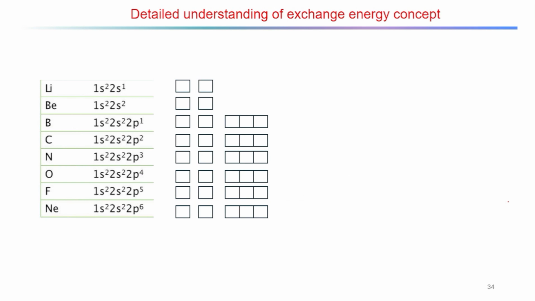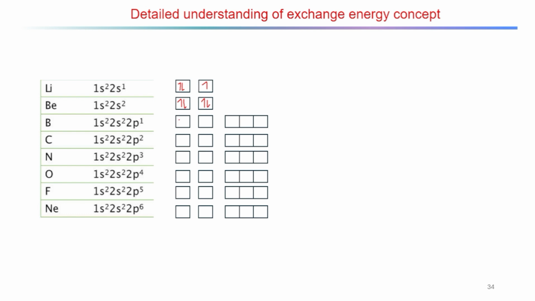So now we are going to understand the concept of exchange energy. In case of lithium, we have 1s2 and 2s1, only one electron. In case of beryllium, we have 1s2, 2s2. Now this beryllium in 2s has 2 electrons, so this is actually full filled. These full filled electrons have higher stability.